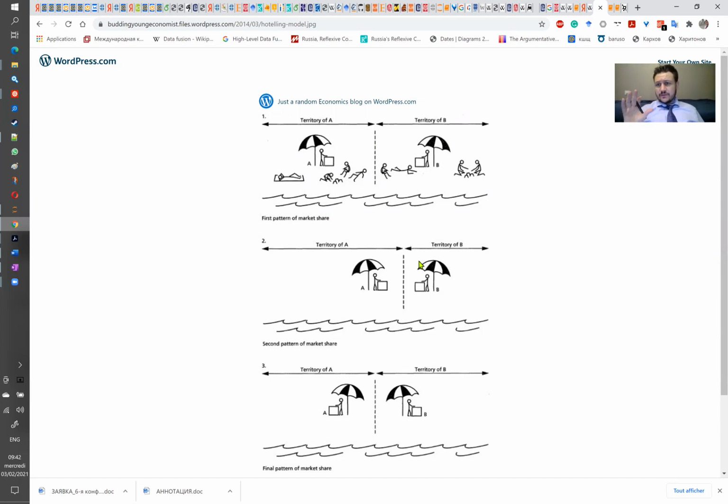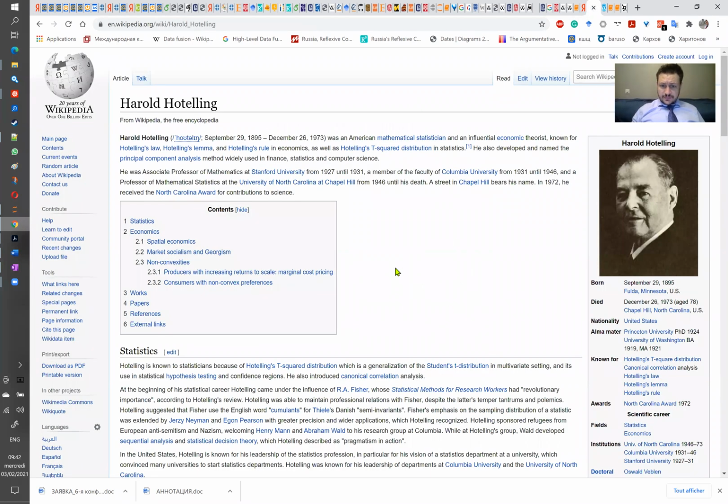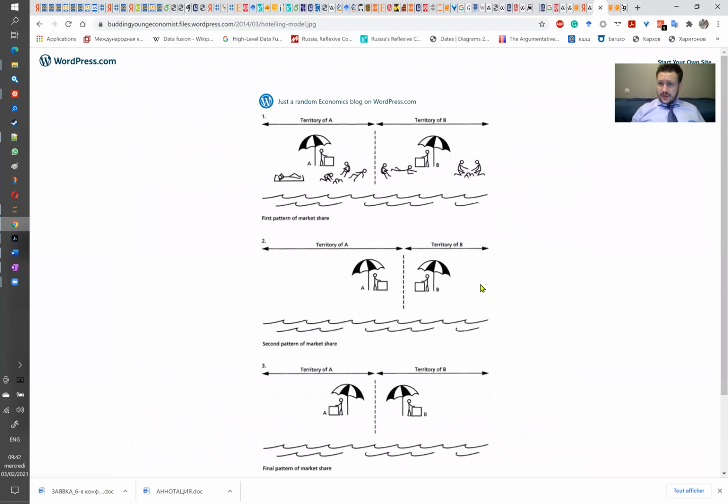So from the very beginning, today we will talk about homework and our projects, and we will talk about the Hotelling game as the basis for our research, our investigation and our project. Hotelling is a very well-known mathematician, and we are interested in his Hotelling game.